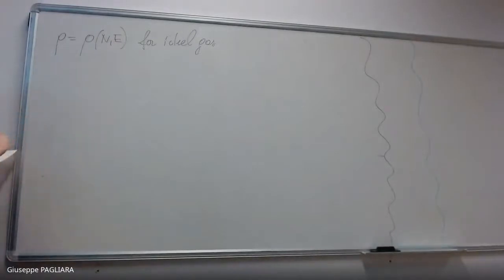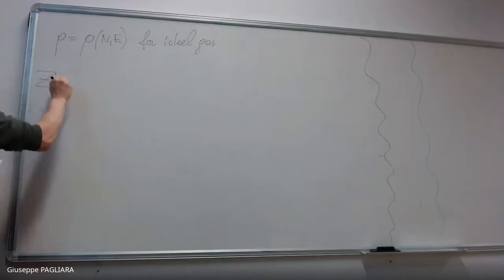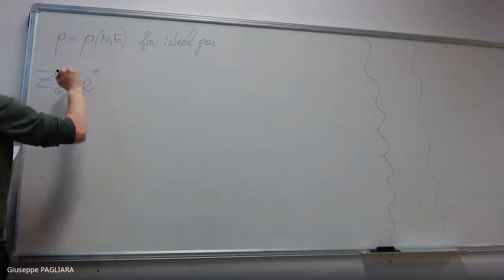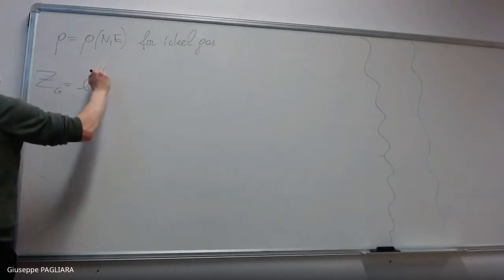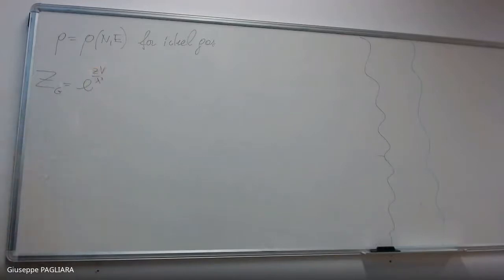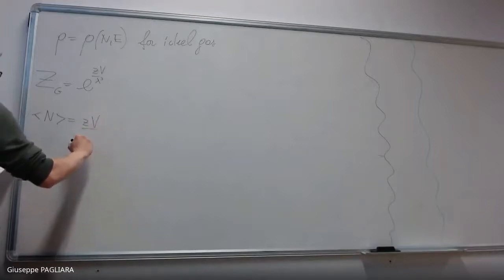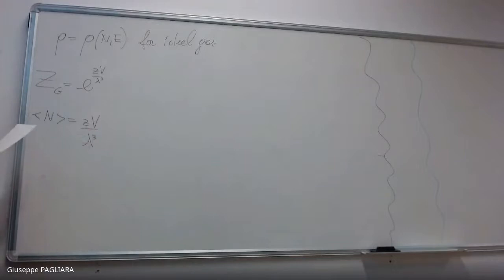Now, some relations that we already derived are the following. For the ideal gas, the Grand Canonical partition function is e to the Z V divided by lambda cubed. This was derived. And we also say that the average number of particles is equal to Z V divided by lambda cubed. I think this is what I need.